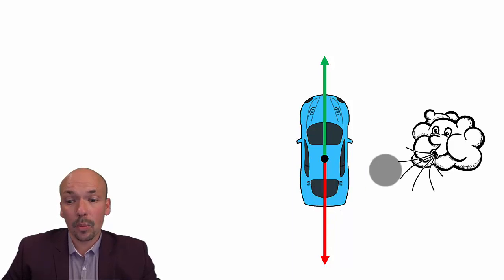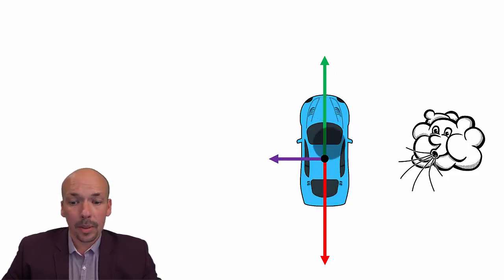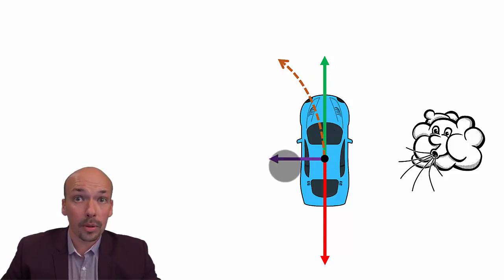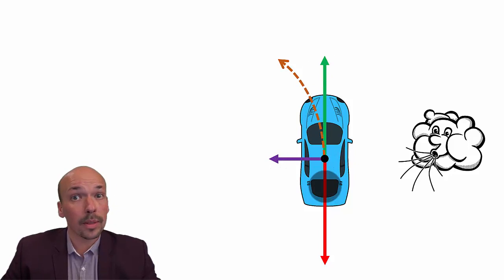And if there is wind blowing, then there will be an extra force, in this case to the left. So these two forces, they cancel each other out, so he will still go with the same speed forward, so no acceleration or deceleration, but there will be an acceleration to the left. So he will start to turn to the left because there is a resulting force to the left, which is not cancelled by one of these two.